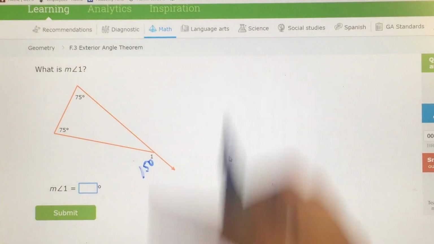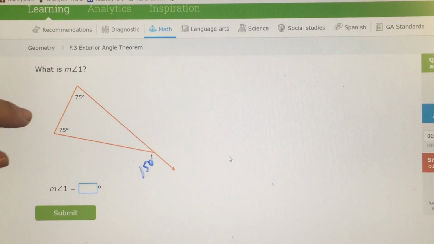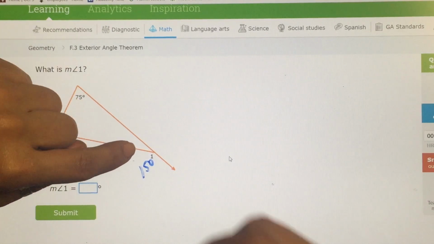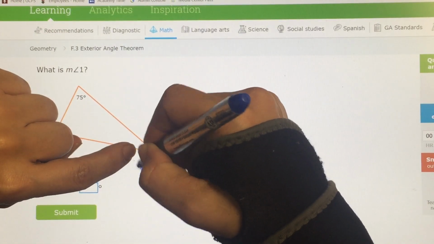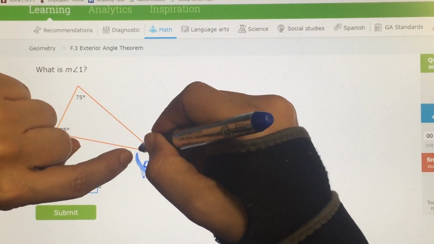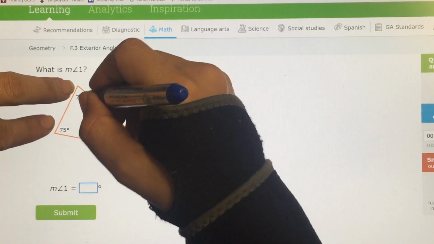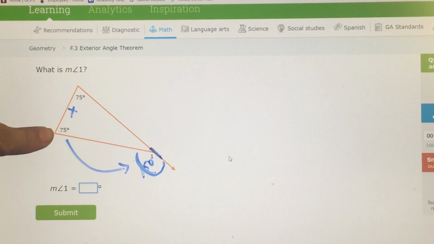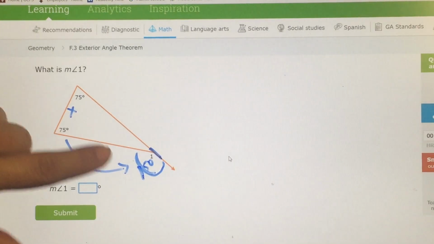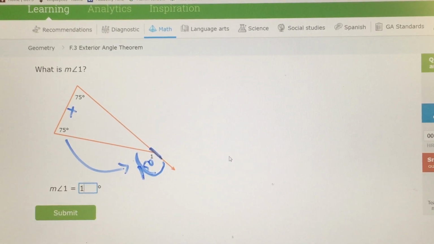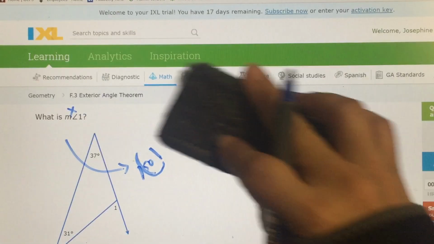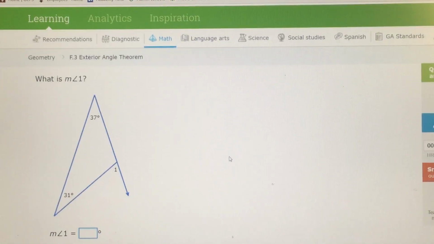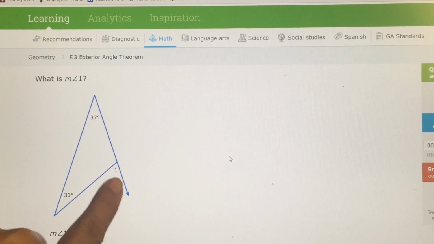This is called the exterior angle theorem. What it says is that when I add the angles that are not attached to the exterior one that I'm finding, so not attached to this one, when I add the other two angles, so this plus this, it's going to give me the exterior. So 75 plus 75 will give me 150. And you see that it works. So that's called the exterior angle theorem. It's really that simple. So find the two that are not attached to what you're looking for on the outside.